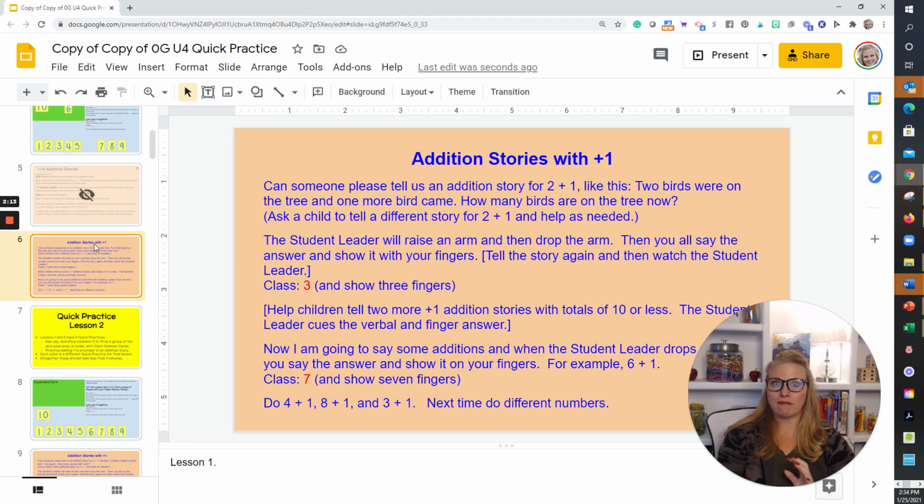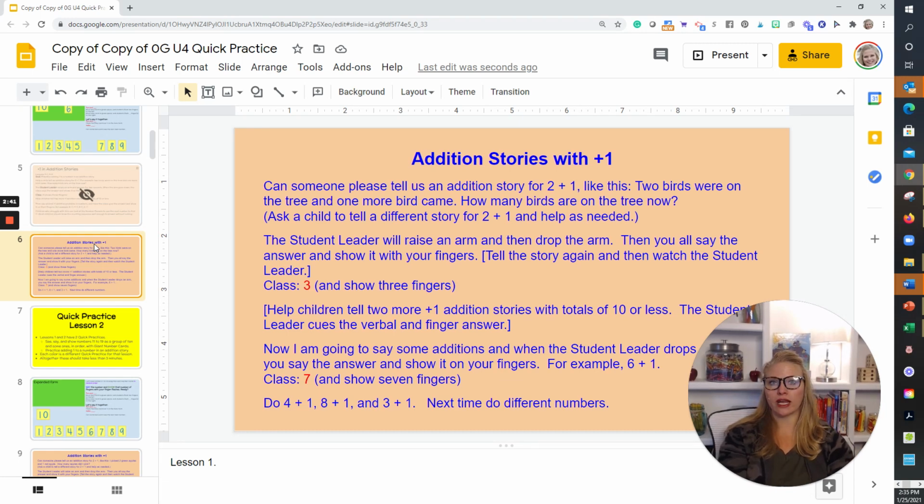Now, I suggest that you might mix that up just a little bit. And if the student leader tells the story of the 3 cherries and the 1 cherry, that the rest of the room should retell the story. Everybody, let's retell Claire's story. She picked 3 cherries from 1 tree. Then she picked 1 more. Ask a question. How many cherries did she pick? Class, 4, right? So now we can say the full addition equation. 3 plus 1 equals 4.